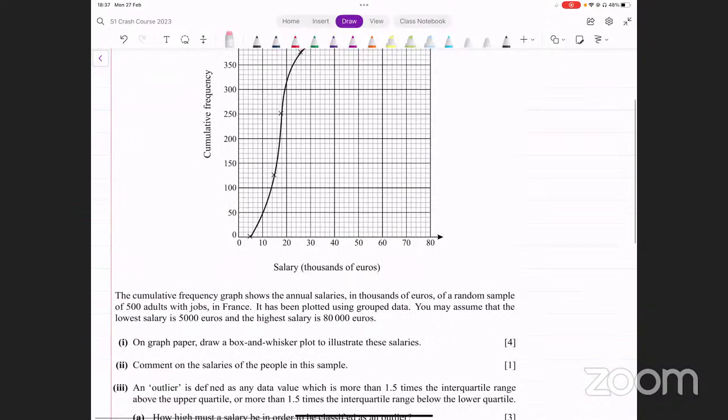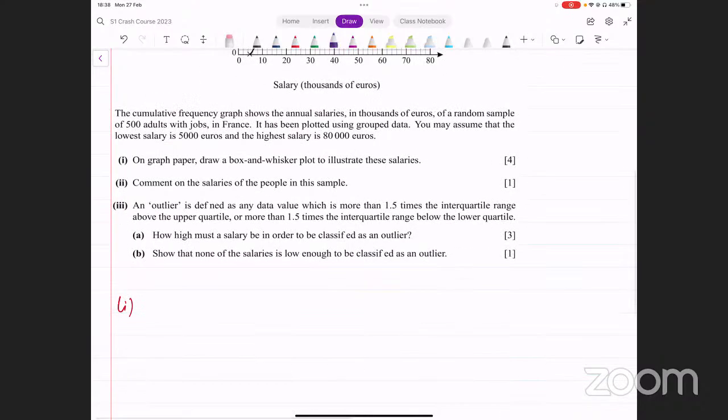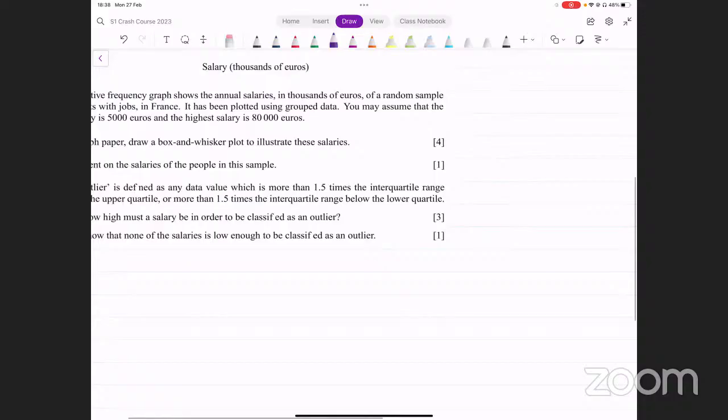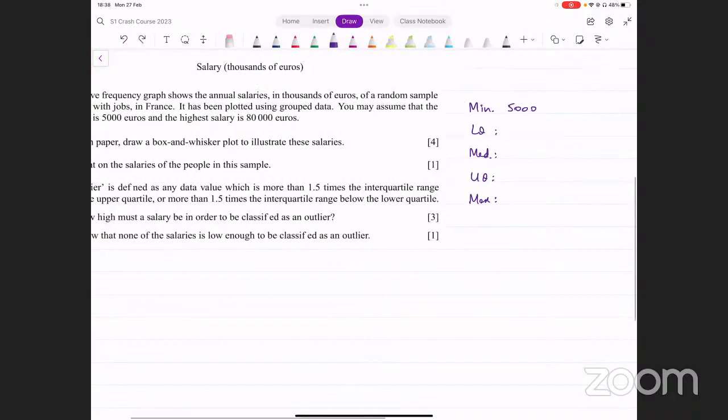On graph paper, draw a box and whisker plot to illustrate these salaries. You remember what values do we need for a box and whisker plot? You can actually just draw that afterwards. There are 5 values that we need for that. Minimum value, they've told us what that is. The minimum value is 5,000. You need the lower quartile, upper quartile, or before that, you need the median. You need the upper quartile, and you need the maximum value. They've also told you what the maximum value is. That's 80,000. So you know the minimum, you know the maximum.